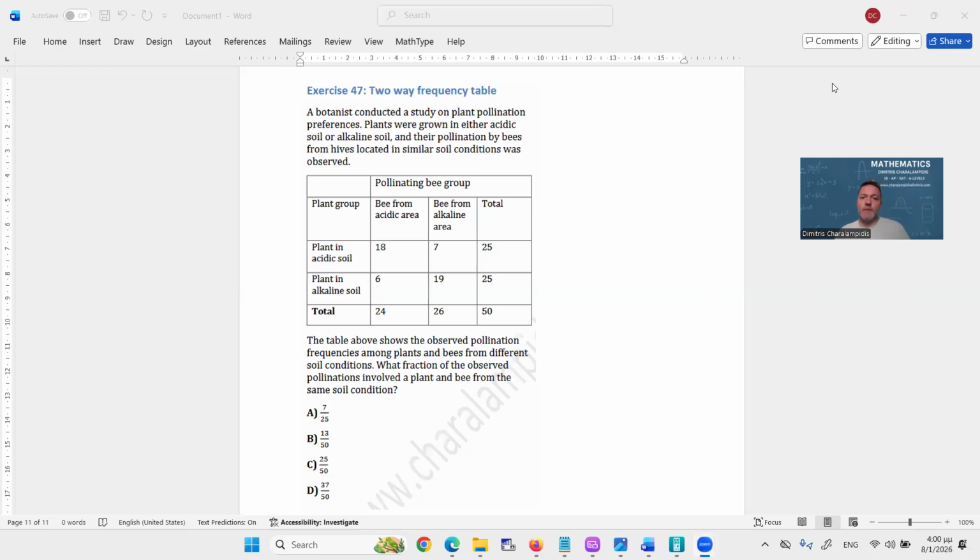Exercise 47. It's about a two-way frequency table. A botanist conducted a study on plant pollination preferences. Plants were grown in either acidic soil or alkaline one, and their pollination by bees from hives located in similar soil conditions was observed.